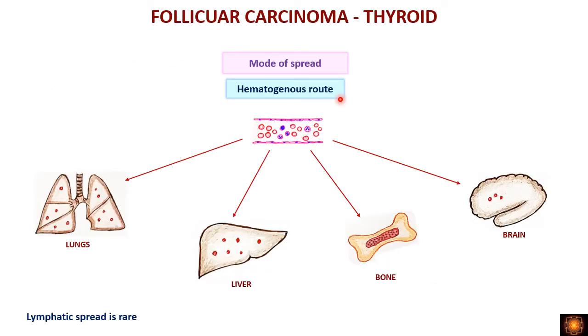Now, the mode of spread is typically hematogenous. If you remember, papillary carcinoma is lymphatic spread, whereas follicular carcinoma is hematogenous spread. So it spreads to the lungs, liver, bone and brain. That's why I told you sometimes the primary presentation can be with bone fractures or lung nodules. In this case, lymphatic spread is rare. Most common is the hematogenous spread.